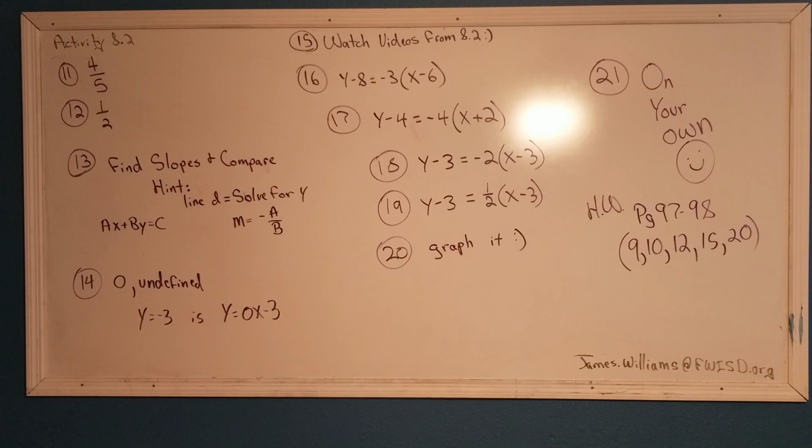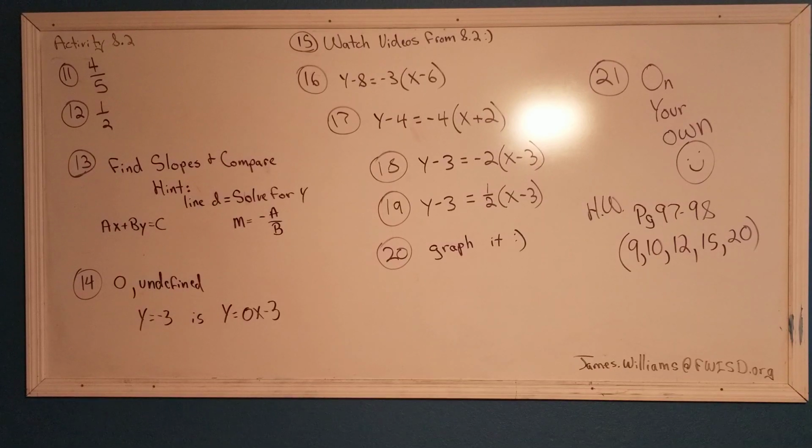I apologize for that. So again, in number 11, they're asking for a line parallel, so you just match the slope. Number 12, they're asking for a line perpendicular, so if we're starting out with negative 2, as a fraction that would be negative 2 over 1. So we make that positive and we flip it. We get 1/2.